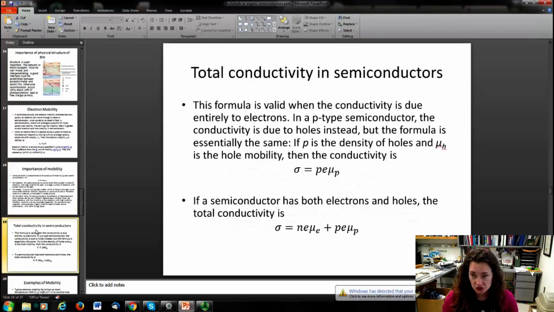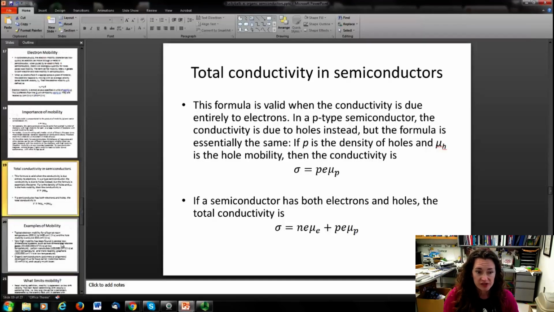So in a semiconductor, it's also a pretty valid formula to link it to the number of holes. When your conductivity is due to the holes, then you have p e mu sub p, where p is the density of holes or the number of holes per unit volume. e is yet again the charge, 1.602 times 10 to the minus 19 coulombs, and mu sub p is the mobility of the holes. And if you've got both electrons and holes, like you would in an intrinsic semiconductor like silicon, then you just sum up the two expressions for the electrons and the holes to get the total conductivity.